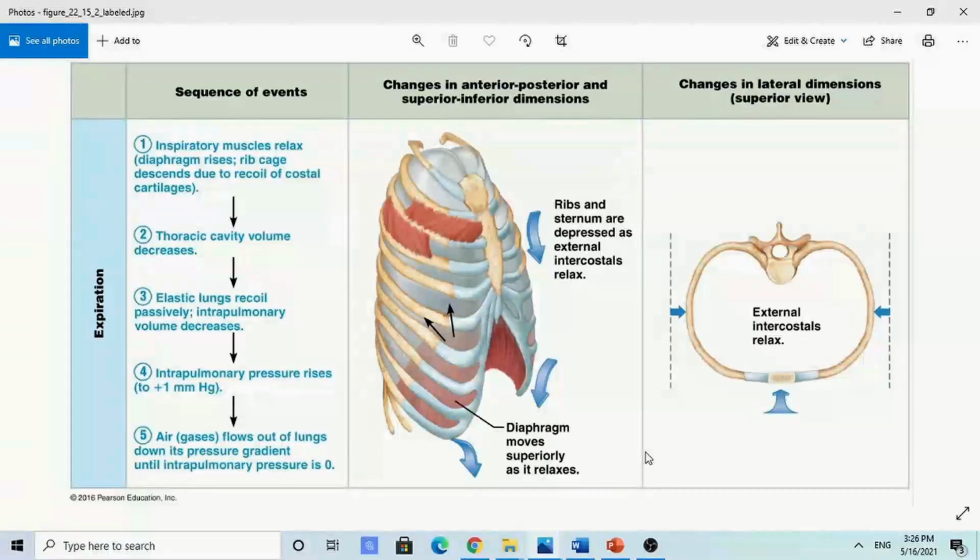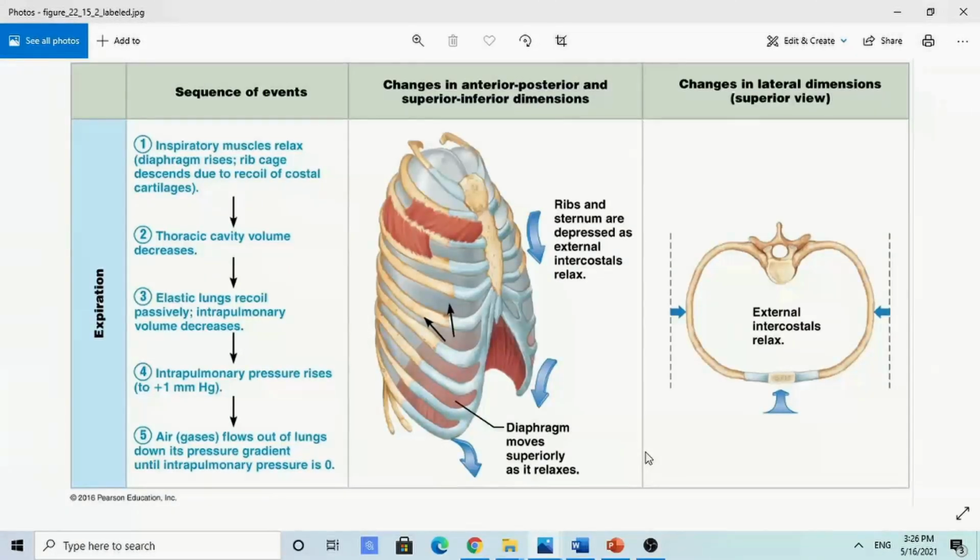I'm repeating, the diaphragm relaxes and assumes dome shape. As it assumes dome shape, it pushes against our lungs upwards, making the volume of the lungs less. And elastic tissue within our lungs recoils. As they recoil, they squeeze the lung. So volume within the lungs becomes less. As volume decreases, pressure within the lungs increases, and air flows out of our lungs from higher pressure within our lungs into lower pressure of the atmosphere.